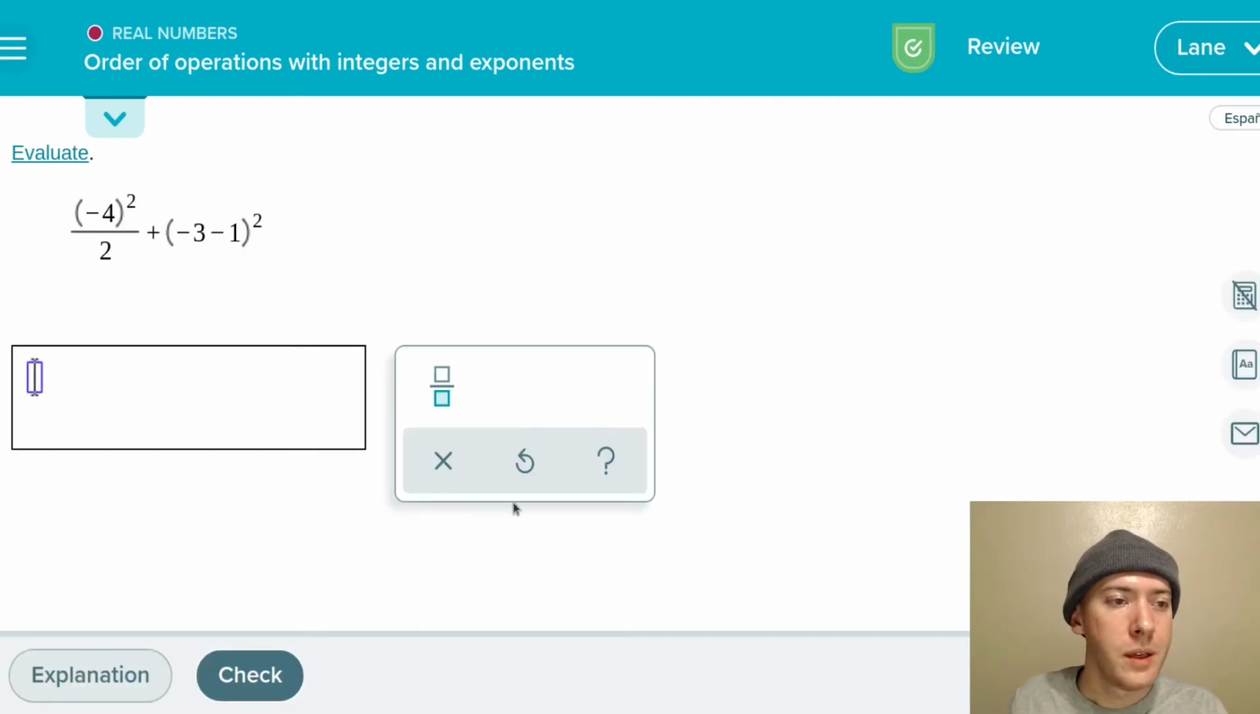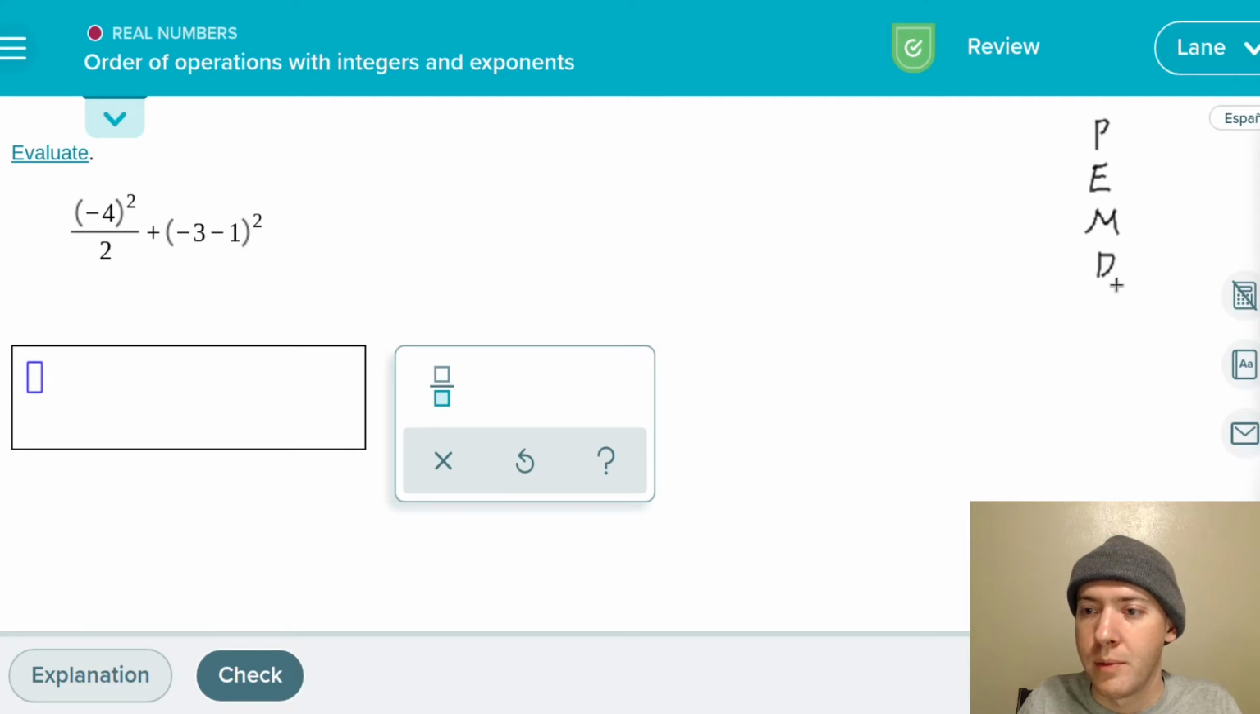Okay. Now, like I said, I'm going to give a little bit more explanation. So the order of operations, you might remember this from school, is PEMDAS, right? Parentheses, exponents, multiplication, division, addition, and subtraction. And remember that the multiplication and division, and the addition and subtraction, can be done in either order. But you've got to start first with parentheses, okay?